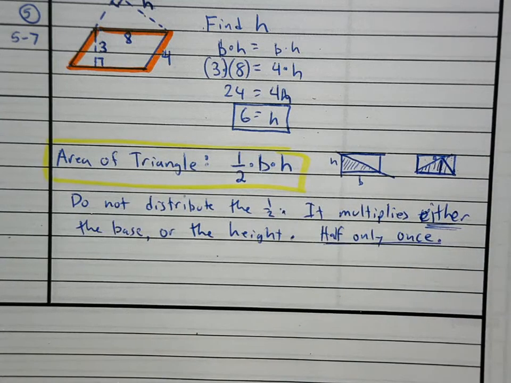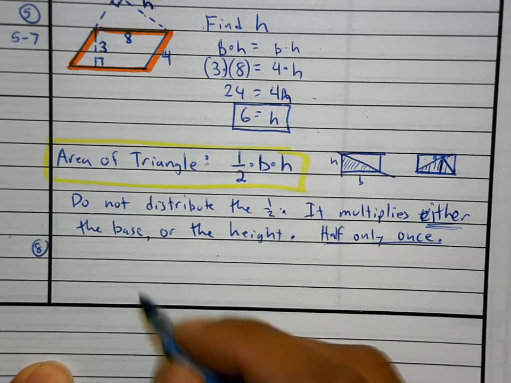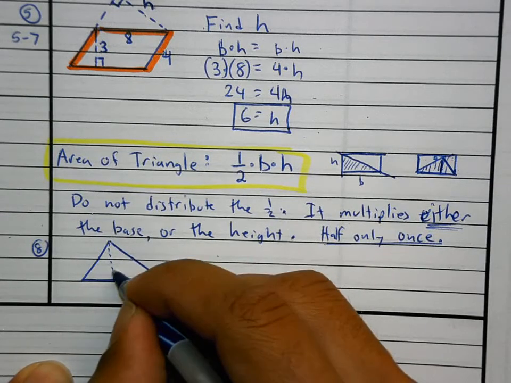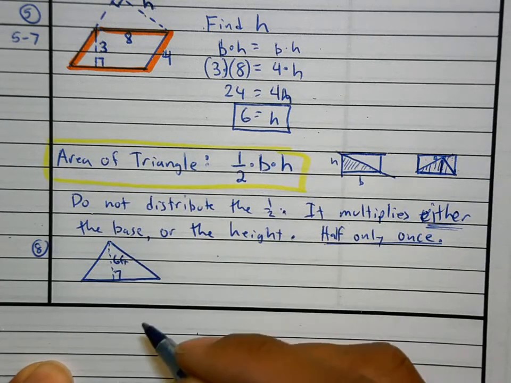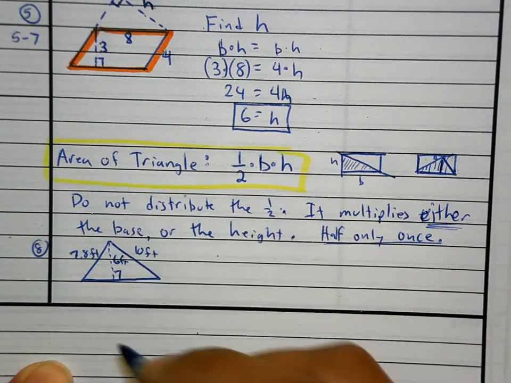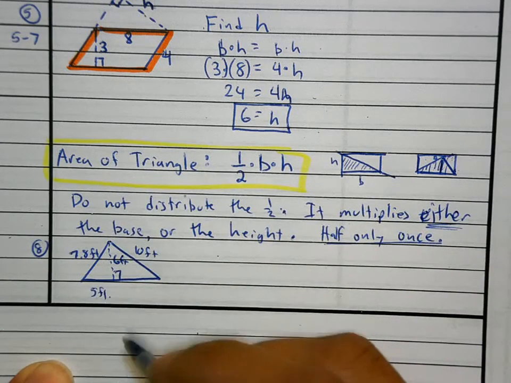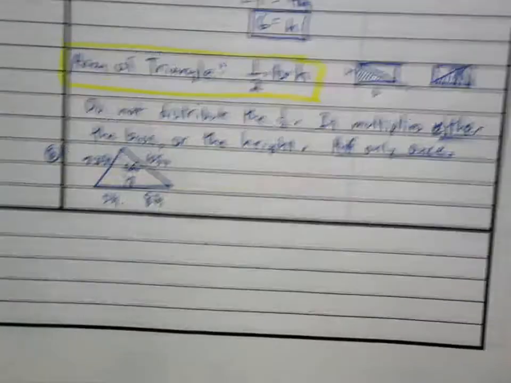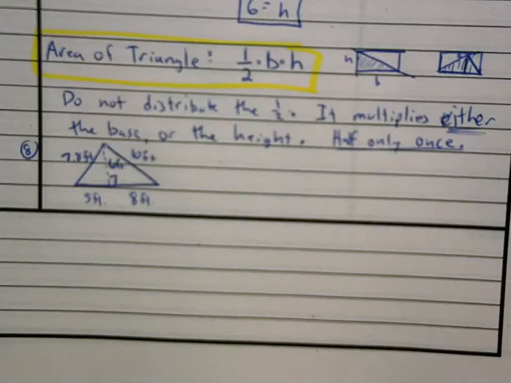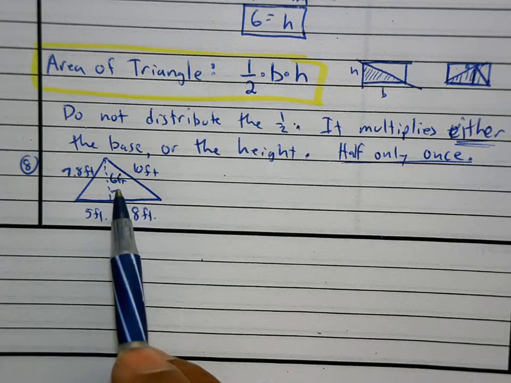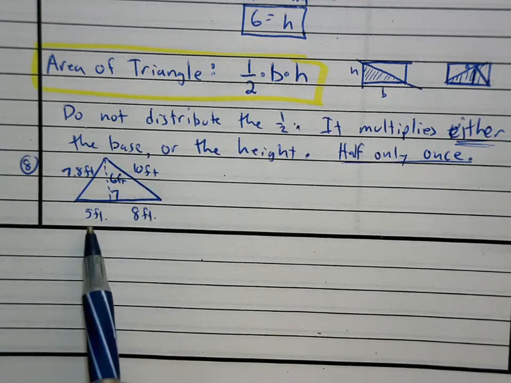Okay? So that brings us to an example. I'm going to give you example number 8. Number 8 looks like this. I'll do a quick sketch. 6 feet, 10 feet, 7.8 feet, 5 feet, 8 feet.